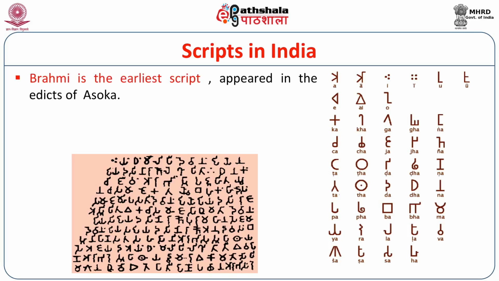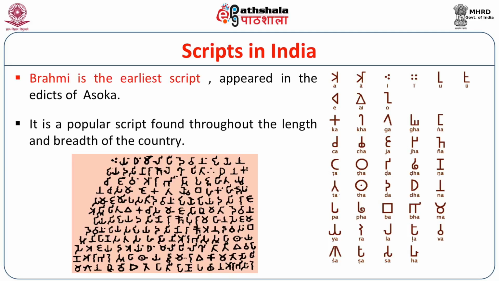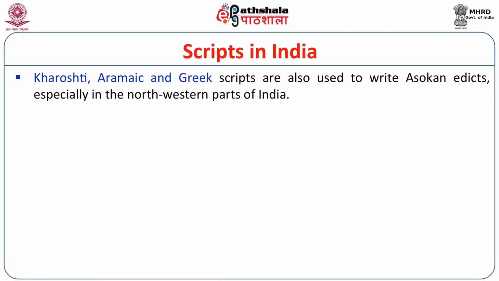The Brahmi script is the earliest script, which appeared in the edicts of Ashoka. The Brahmi script is a popular script found throughout the length and breadth of the country. Have a look at the nature of the Brahmi alphabets and also the content of the Ashokan inscriptions, which use the alphabets and consonants. Besides Brahmi, during the same period, Ashoka used many scripts.